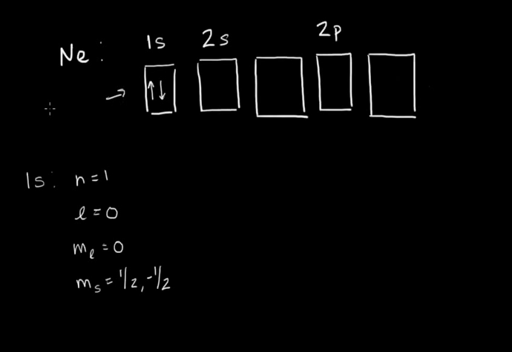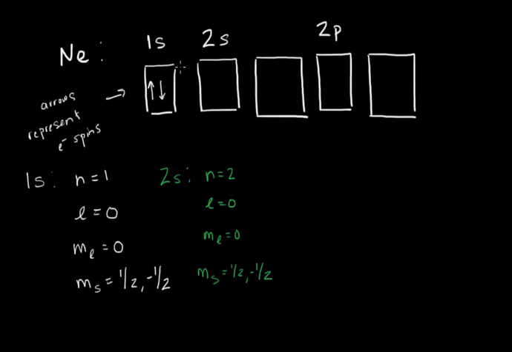Just for your reference, the arrows represent electron spins. So that's the 1s orbital. The 2s orbital is going to be pretty similar. We're going to have an n of 2, an L of 0, it's an s orbital, an m sub L of 0, again, because it's an s orbital, and m sub s's of 1/2 and negative 1/2. So again, they're going to be spin paired like that.